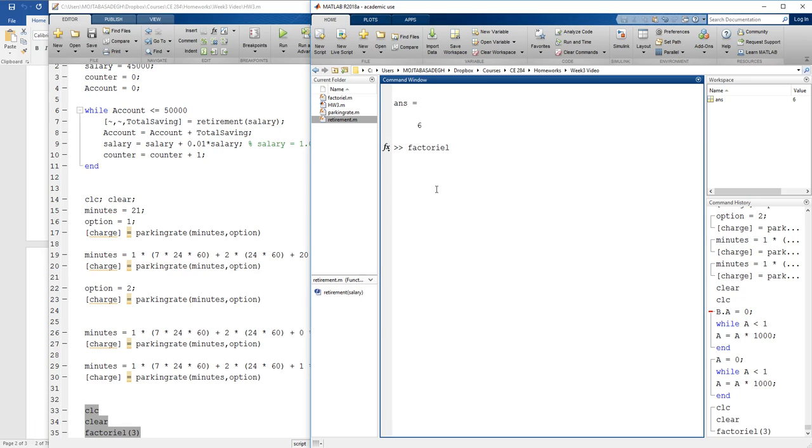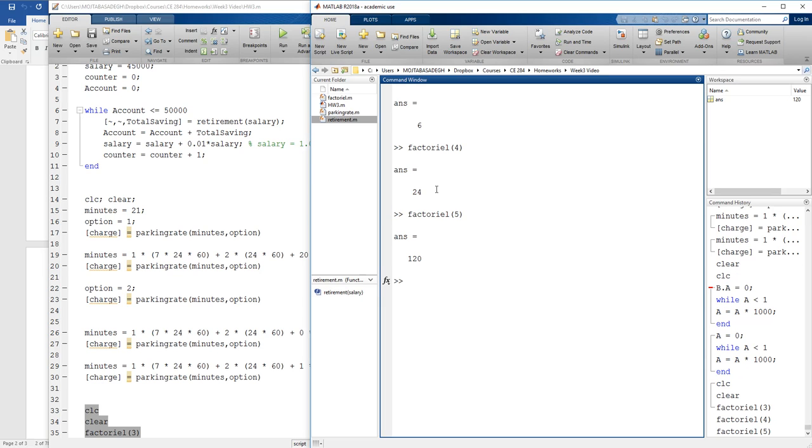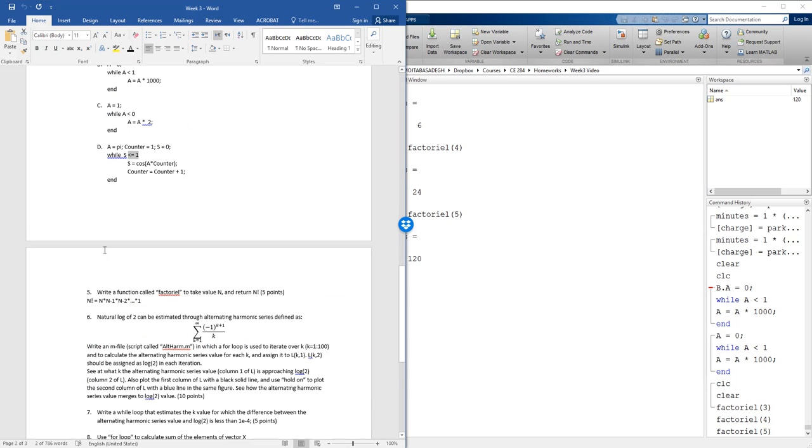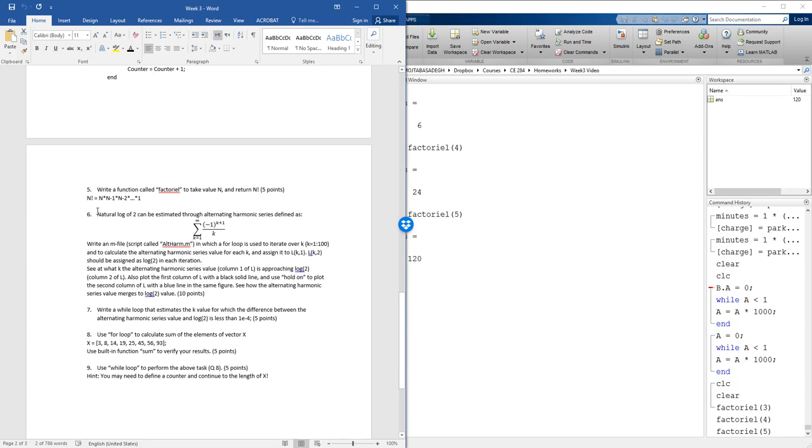If I evaluate factorial of 4, that's 4 times 3, 12, 12 times 2, 24. So I should get a 24, which I get. If I evaluate factorial of 5, that's 5 times 24, which is 120. So this function is correct. Now let me move to question number 6.